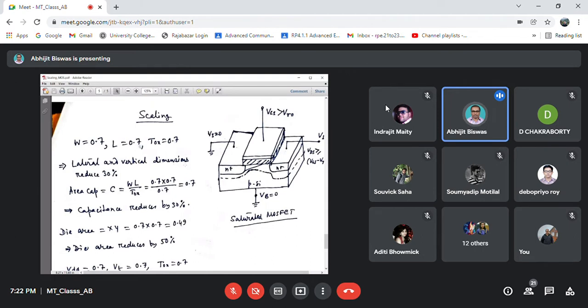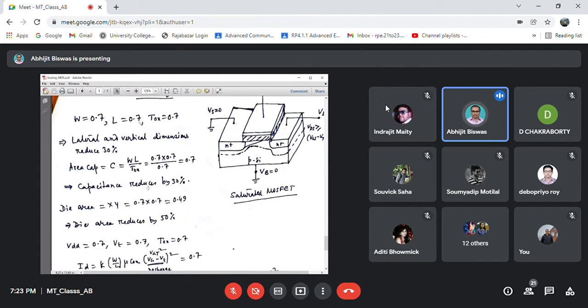Suppose originally the device was of width W, length L. That means width is 100%, length is also 100%, oxide thickness is also 100%. If we reduce these dimensions by 30%, then the new device will be of 70% of W, that is 0.7, and length is also 0.7. Oxide thickness is also 70%, that means 0.7. So if we reduce both the lateral and vertical dimensions by 30%, you will get a device having width equal to 0.7, length equal to 0.7, oxide thickness equal to 0.7.